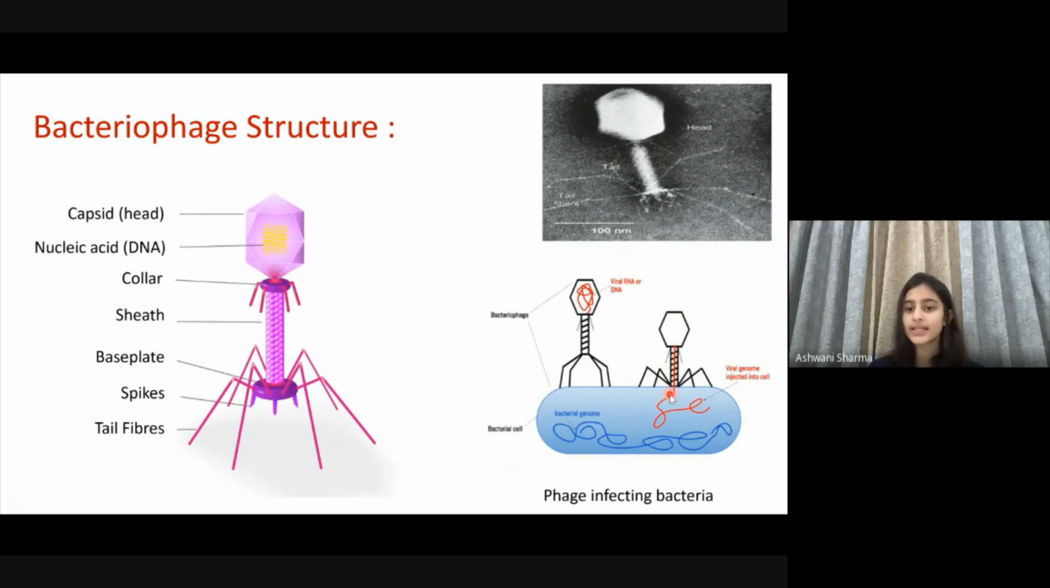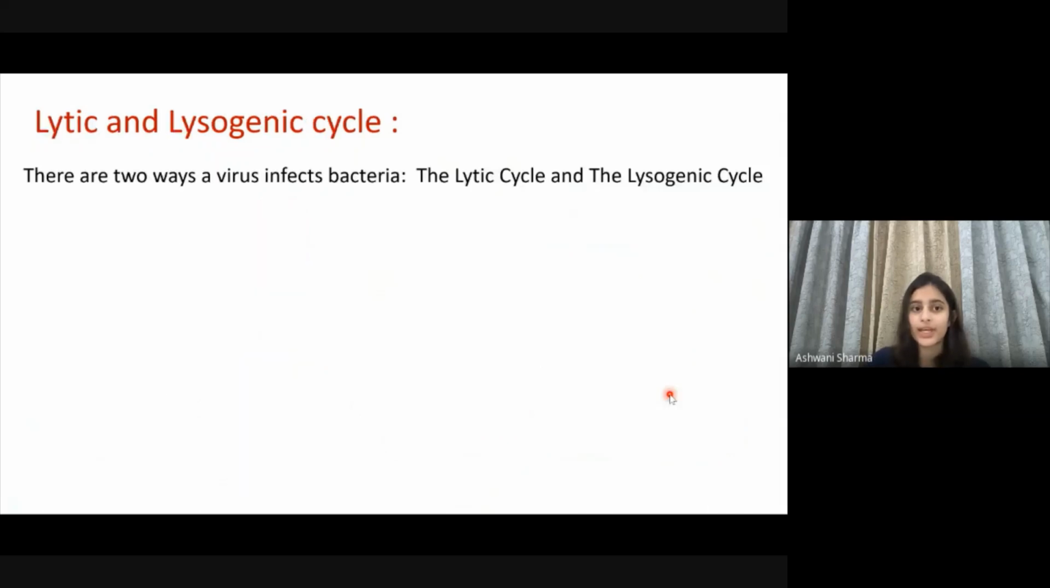Now here, obviously the bacteria has an immune response to this. If you want to learn more about it, you can always see my video. I've done another video on CRISPR-Cas9, which won the Nobel Prize recently, and I'll leave the link in the description below if you want to check it out. But anyways, there are two ways a bacteriophage can infect the bacteria, and these are the lytic cycle and the lysogenic cycle.